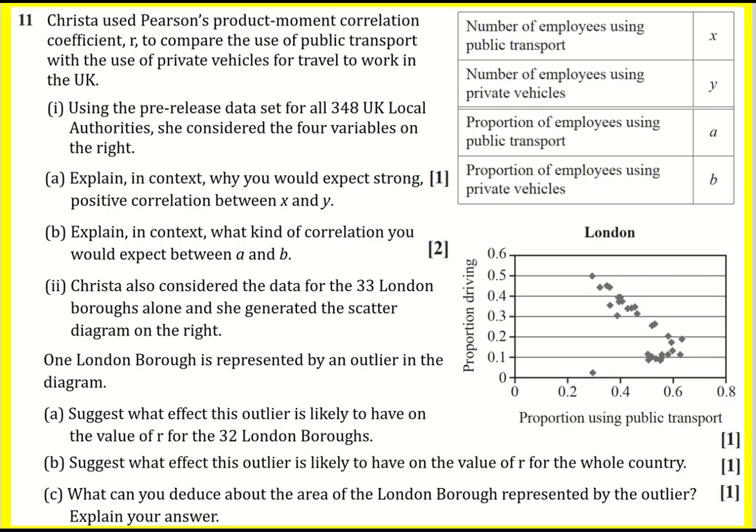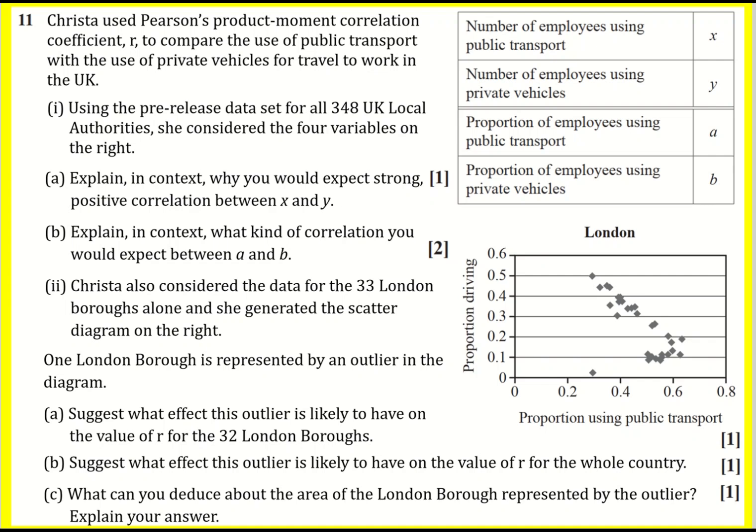Krista used Pearson's product moment correlation coefficient to compare the use of public transport with the use of private vehicles for travel to work in the UK. Using the pre-release large data set for all 348 UK local authorities, she considered the four variables on the right: number of employees using public transport, number using private vehicles, and then the proportion of each. We're asked to explain in context why you'd expect strong positive correlation between X and Y.